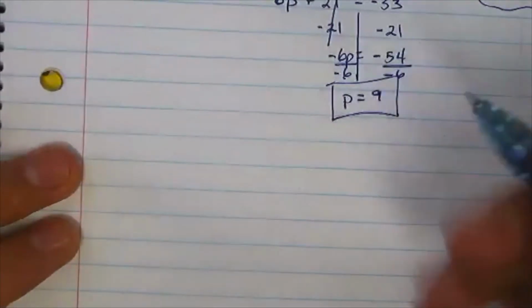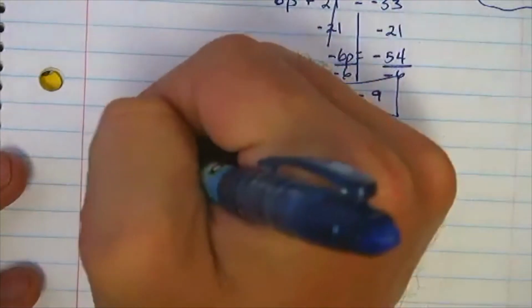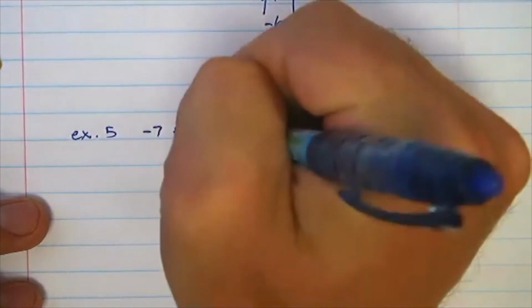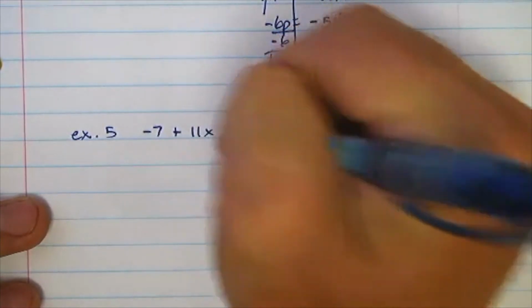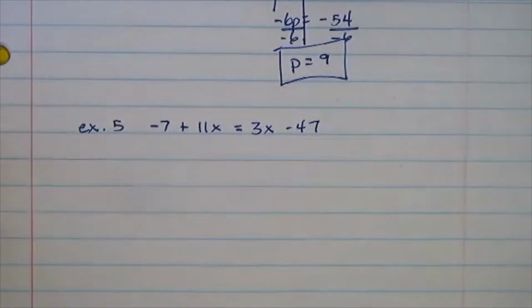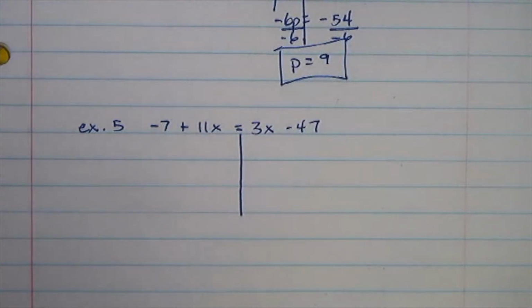Okay, so example 5. All right, example 5. We've got -7 plus 11x equals 3x minus 47. All right, so this one looks a little different from the others in that we know we have terms we need to combine, but they're on opposite sides of the equal sign. Okay, so I need to move things across an equal sign.